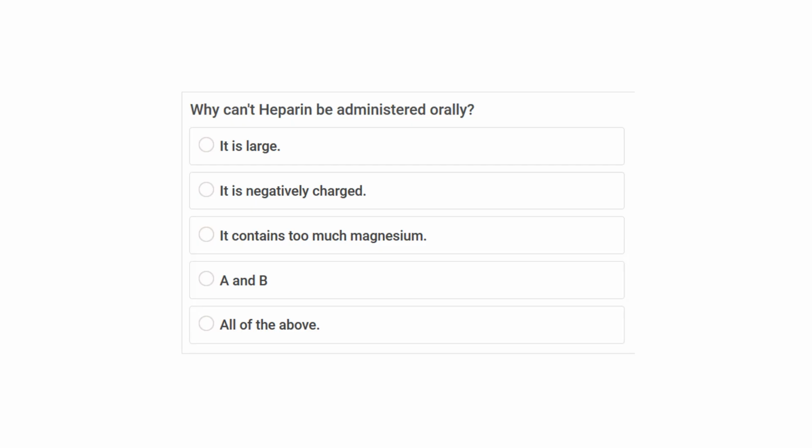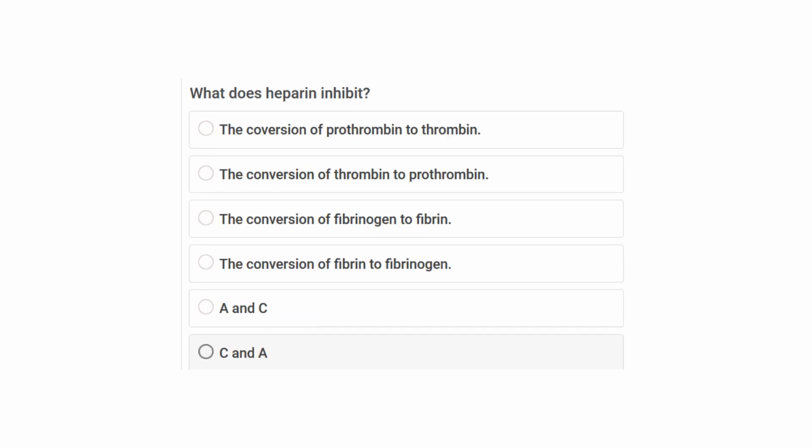So students, let's have a look over the MCQs. Why can't heparin be administered orally? Is it large? Is it negatively charged? Does it contain too much magnesium or all of the above? You have to answer these questions. There are a few MCQs and one other assignment which I will be showing you at the end of the slide.